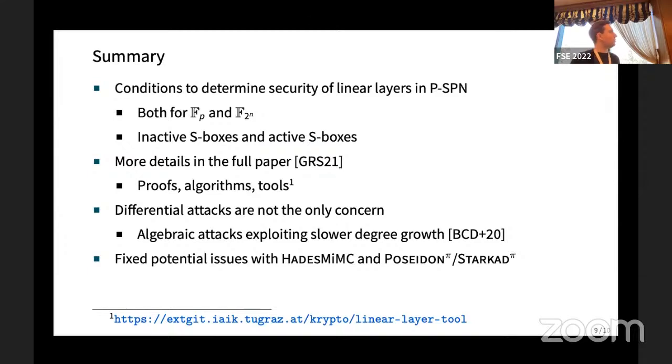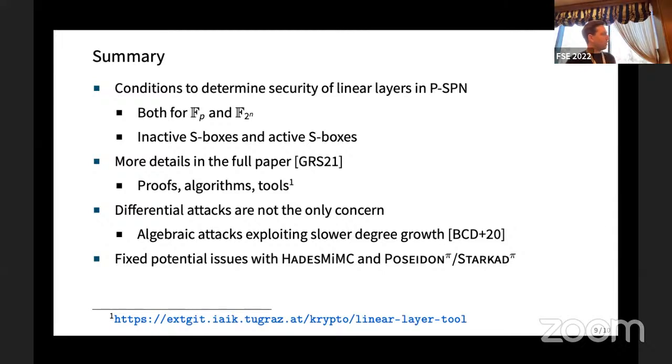So as a summary, we determined some conditions for the security of linear layers in partial SPN constructions. We consider both prime fields and also binary fields, and both inactive Sboxes and also active Sboxes. More details are in the full paper. This includes the proofs, the algorithms, and also some tools. So for example, you can put in a linear layer and it tells you if it's vulnerable or not. And if it's vulnerable, it even tells you the initial subspace which makes it vulnerable.